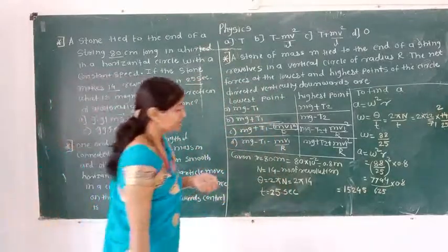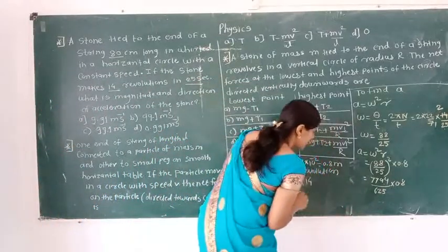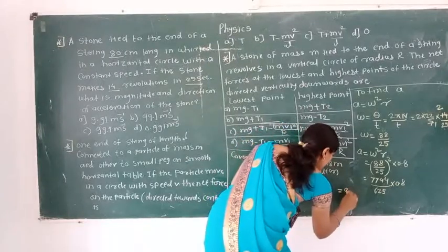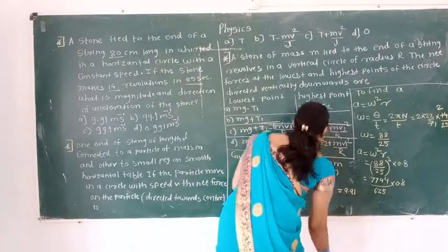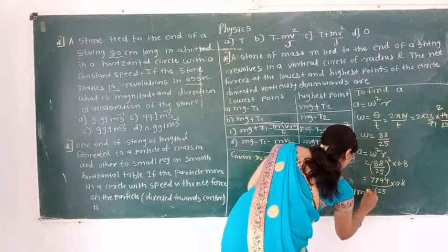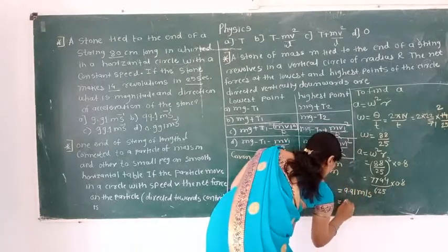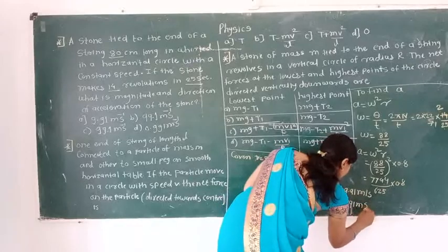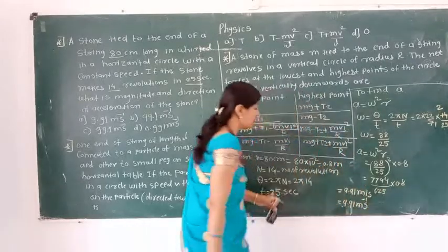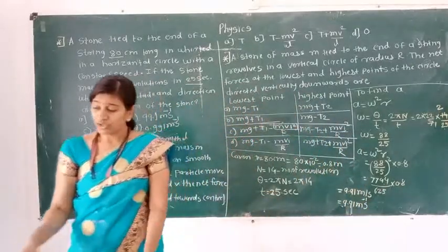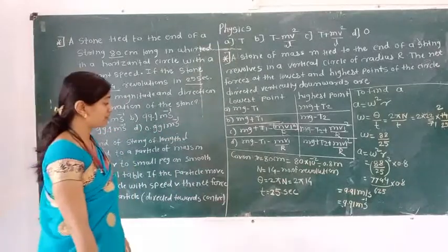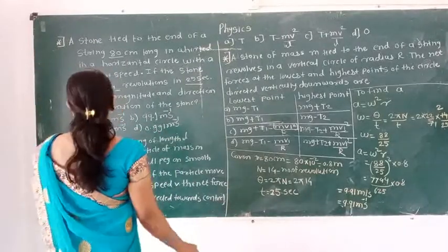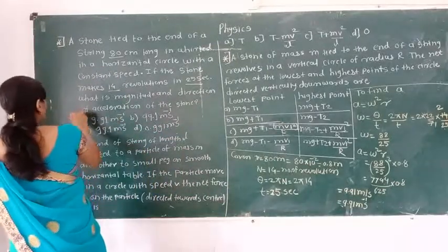By simple mathematical calculation, here we will get the value 9.91 meter per second. So we can write here 9.91 meter second raised to minus 1. When it comes in the place of numerator, that time it is replaced by minus 1. So here we are getting the first option is correct.